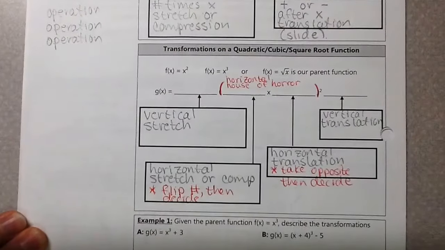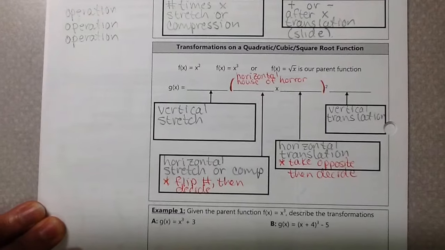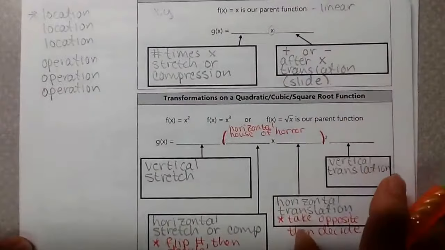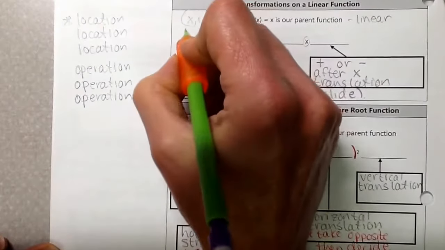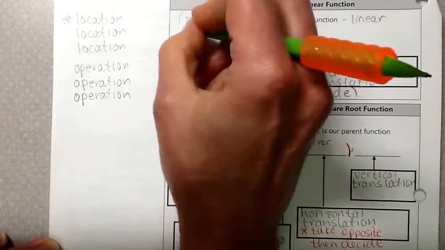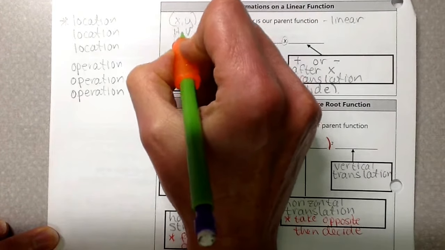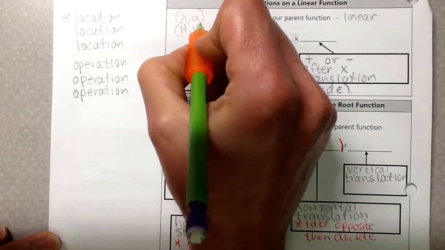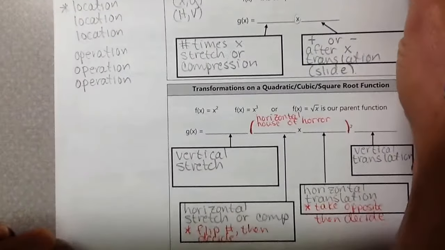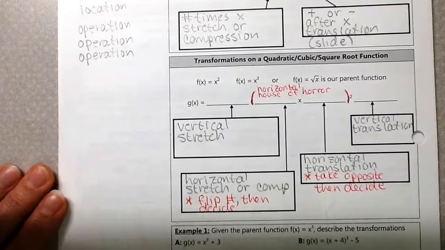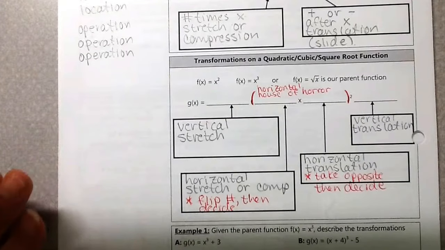Now, vertical and horizontal were easy to see with points. When we had points, we had x, y, and we knew based on the location that our x was going to be horizontal, and our y was going to be vertical. Now, the location is also important in a function, but it's just a little bit different.